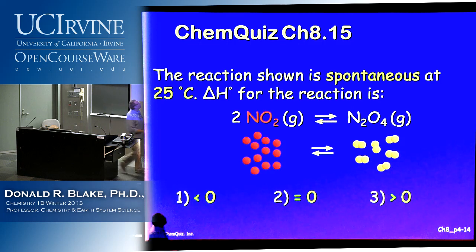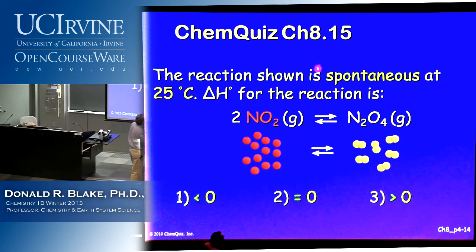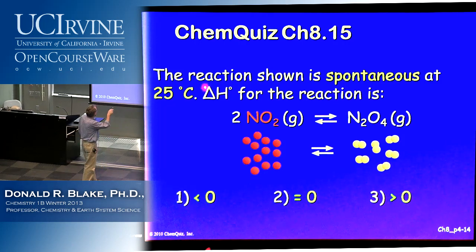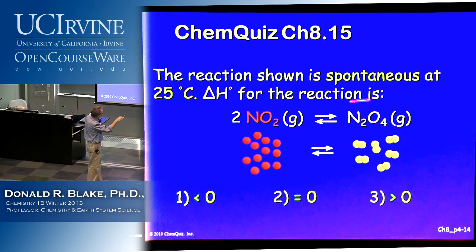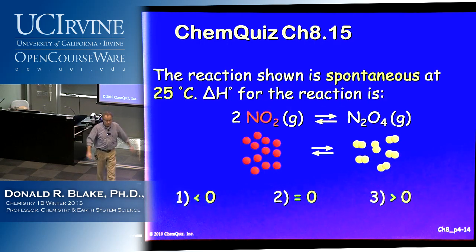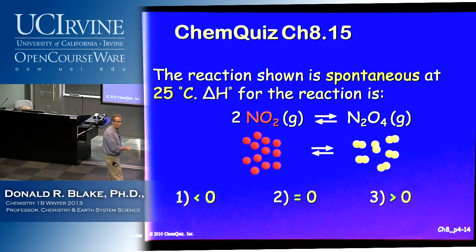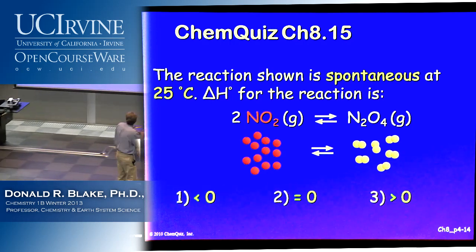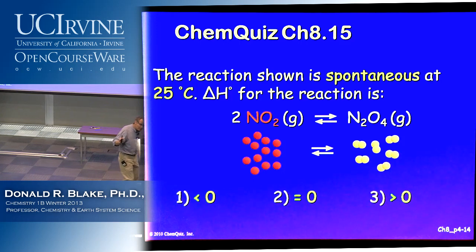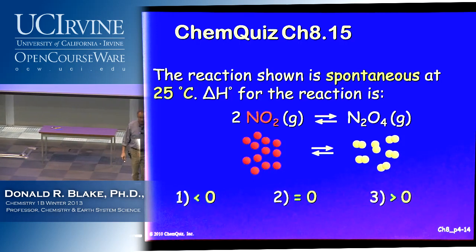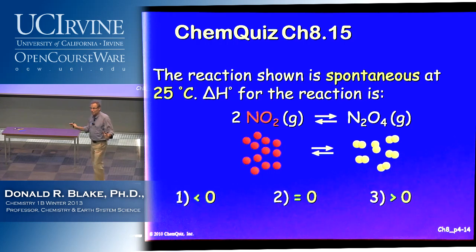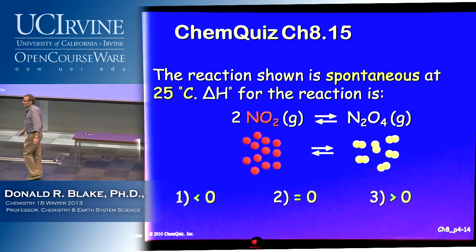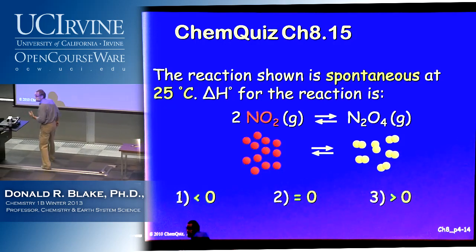Read this, I'll read it to you. The reaction shown is spontaneous at 25 C. Delta H for this reaction is blank. Okay, look at the answers: equal to, greater than, or less than 0. So what it says is it is spontaneous. What does that tell us about delta G? It's negative. So if you have a negative delta G, that means that delta H minus T delta S is negative.